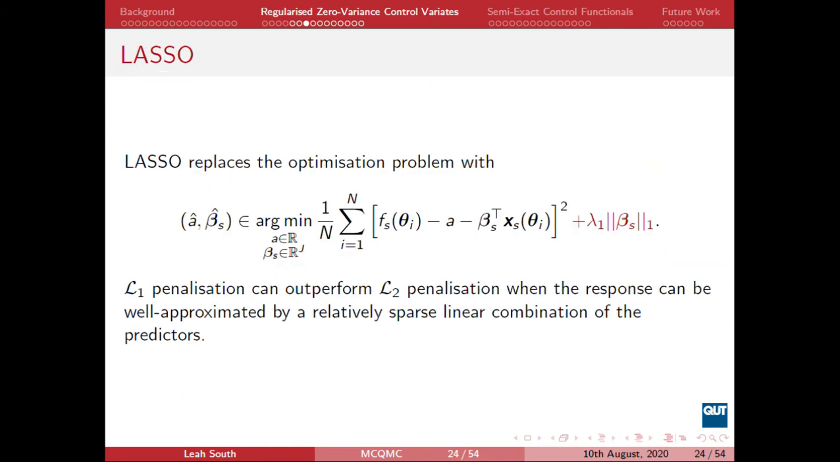If you're familiar with the literature on regression, you'll know that L1 penalization can outperform L2 penalization. And that's specifically in the case when the response can be approximated by a sparse linear combination of predictors. And in our case, that's definitely something that could be true. So we look at LASSO, so just adding an L1 penalty on instead of squared L2.